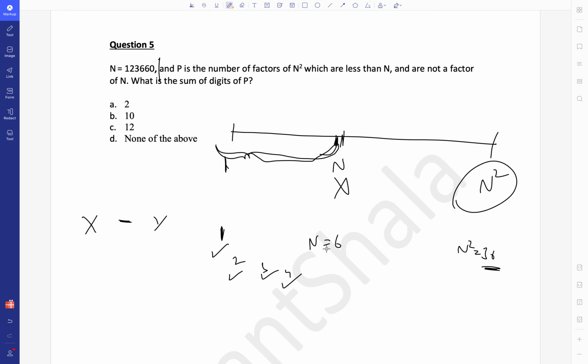How many factors does 6 have before 6? First let's look at the number. x in this case is 4. And how many factors does 6 have before 6? Only 3: 1, 2 and 3. So x minus y gives us 1.